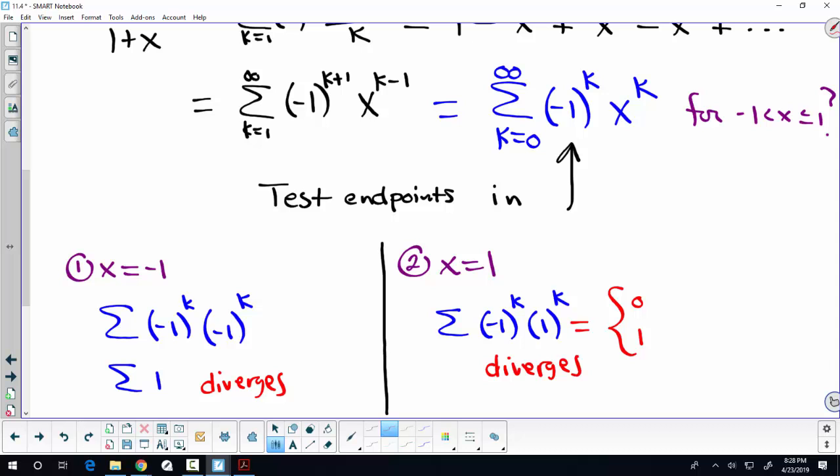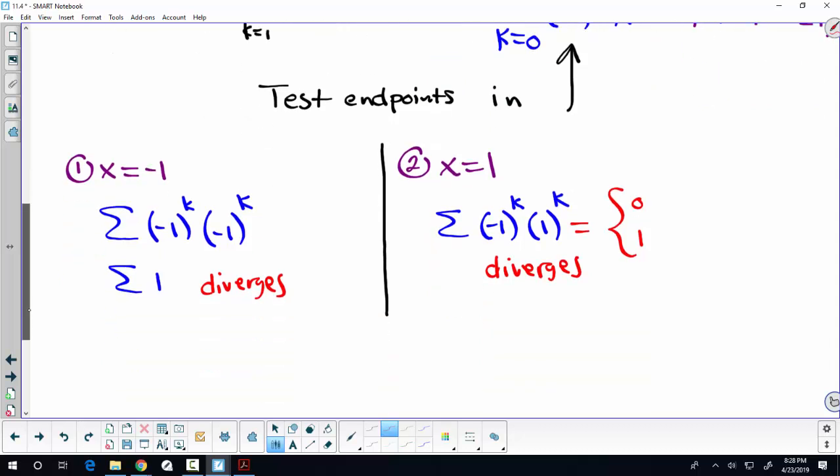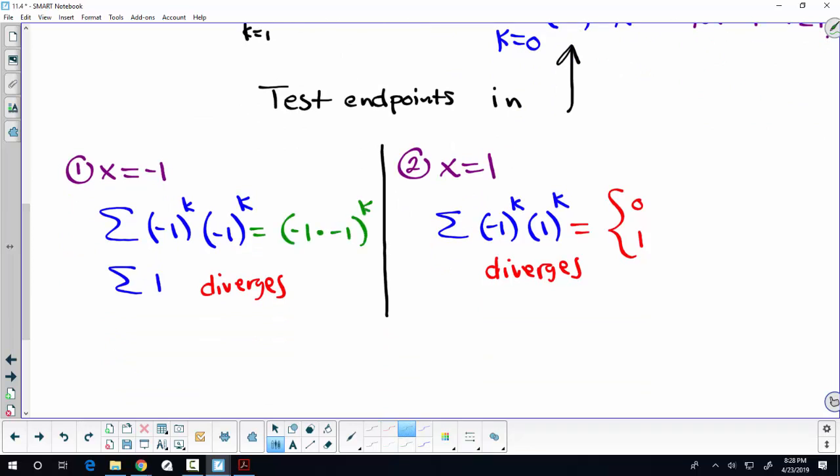Do you have a question, Trey? Yeah. It's like x equals negative 1. Oh, so that's the same trick we used earlier. Since they're both to the kth power, it's just negative 1 times negative 1 to the k, which is positive 1 to the k, which is 1.